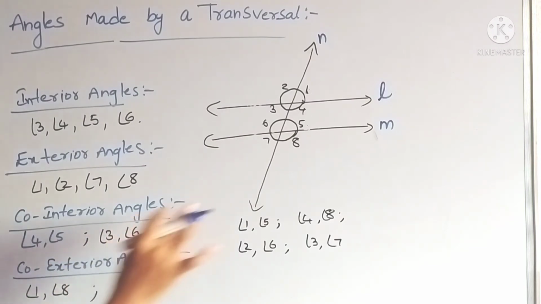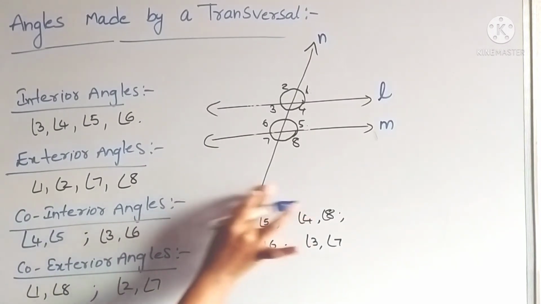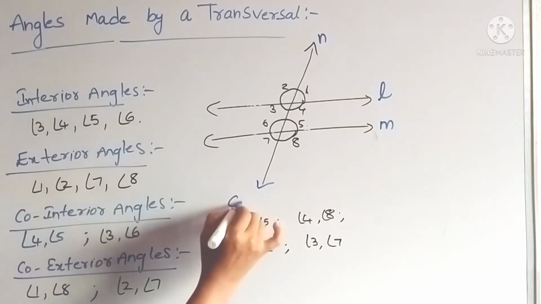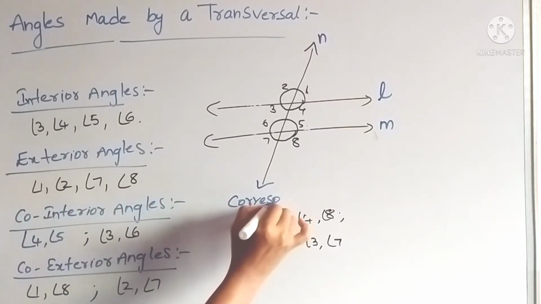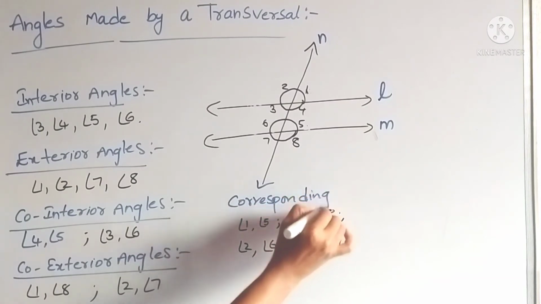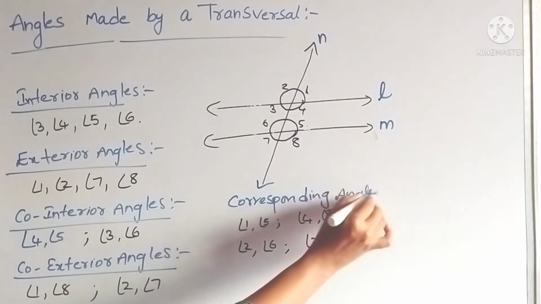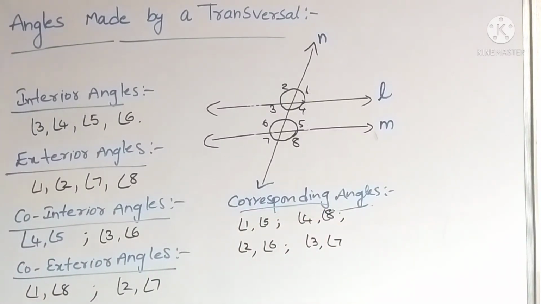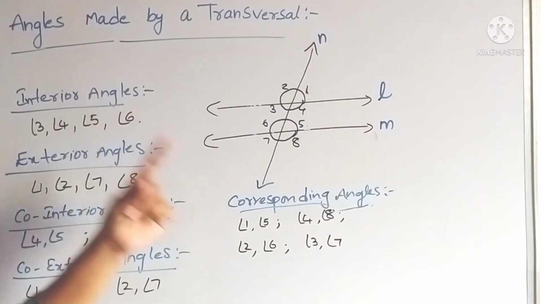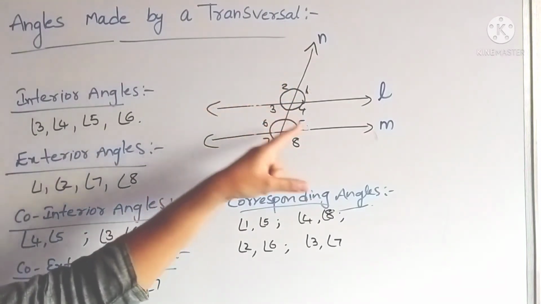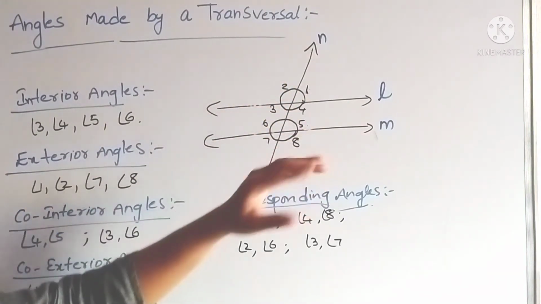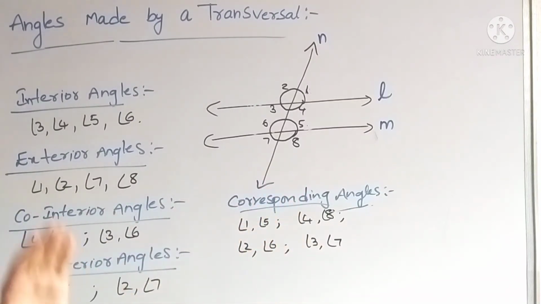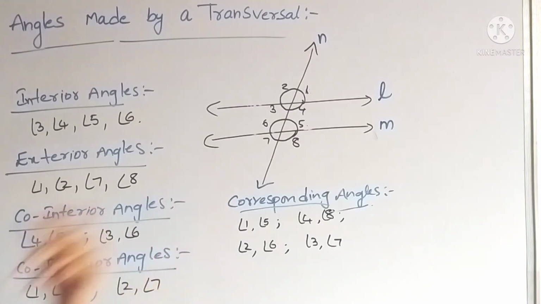So the pair of angles like this are called corresponding angles. So how can you define a corresponding angle? Corresponding angles are the angles where one angle is exterior, the other angle is interior. They both are not adjacent angles and they lie on the same side of the transversal. So these angles are called corresponding angles.